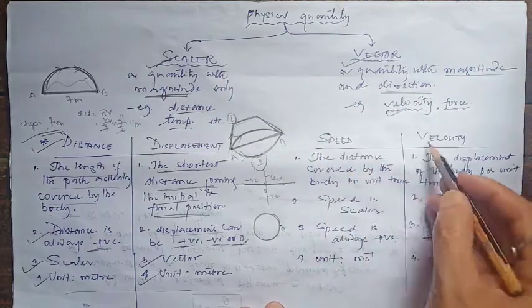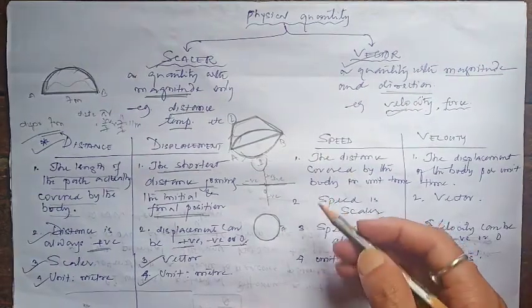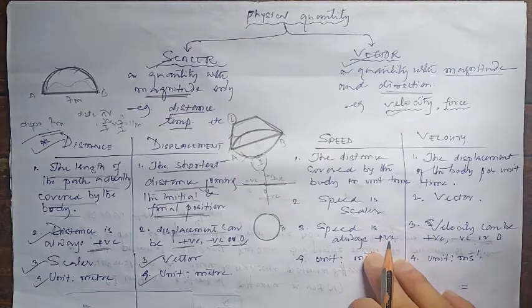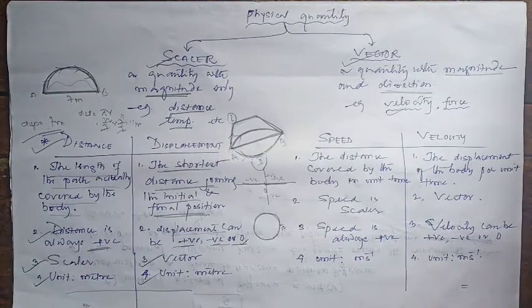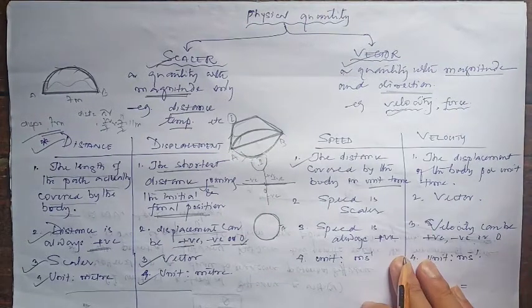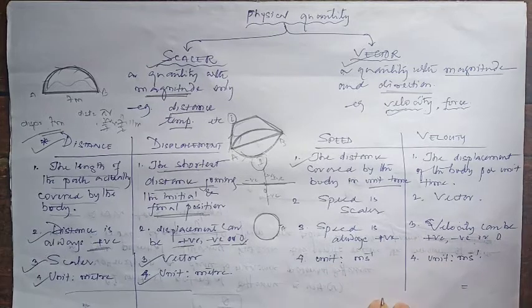Next comes speed and velocity. Students, we know what speed is. Speed is the distance covered by the body in unit time. When I say unit time, it means 1 second or 1 minute or 1 hour. The distance covered by the body in 1 second or 1 minute or 1 hour is called speed.